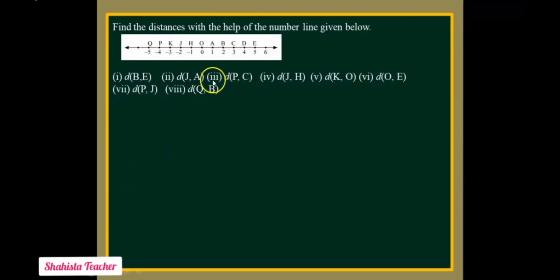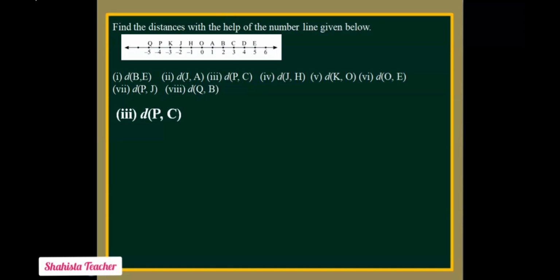Let's solve sub question 3 based on this number line. Sub question 3 says the distance of P comma C. First we have to see the coordinate points. The coordinate of point P is -4 and the coordinate of point C is positive 3. So first we will write sub question 3: distance of points P and C.